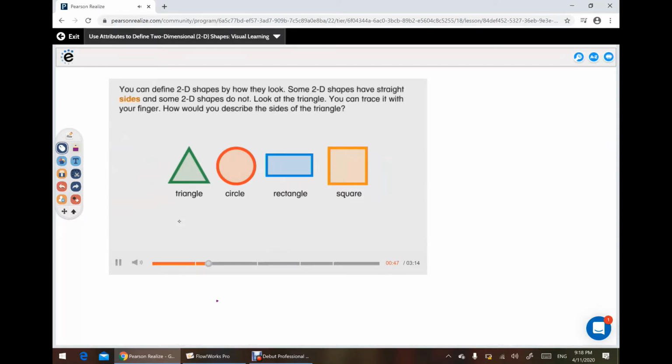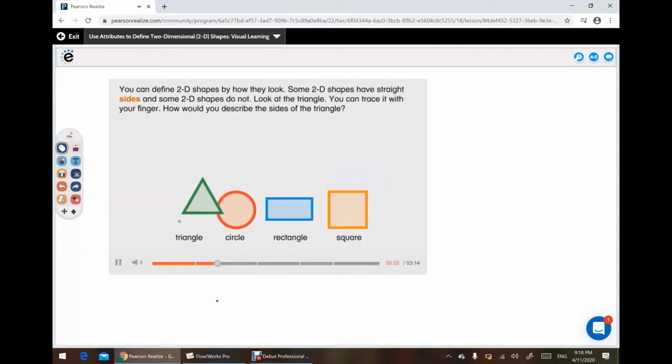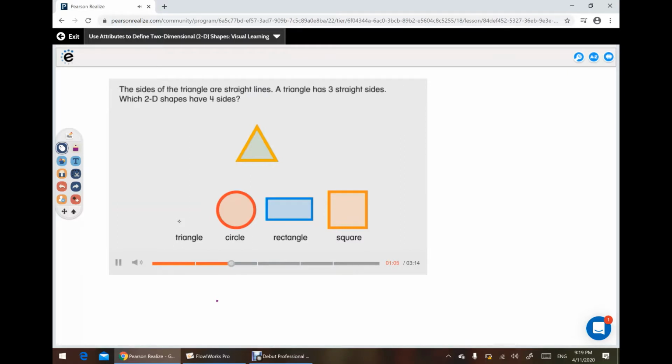You can define 2D shapes by how they look. Some 2D shapes have straight sides, and some 2D shapes do not. Look at the triangle. You can trace it with your finger. How would you describe the sides of the triangle? The sides of the triangle are straight lines. A triangle has 3 straight sides.